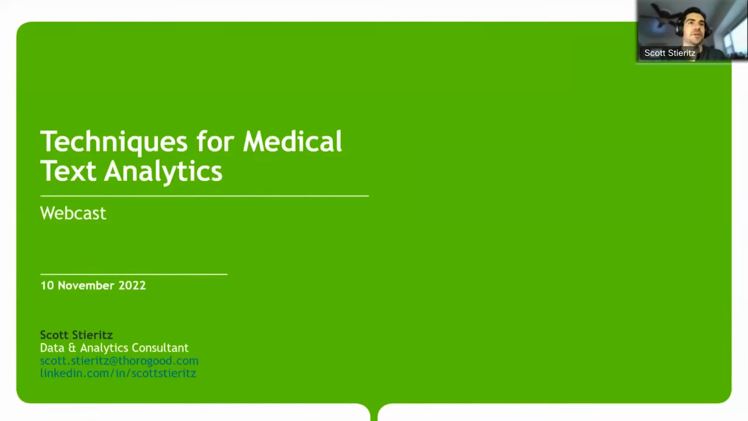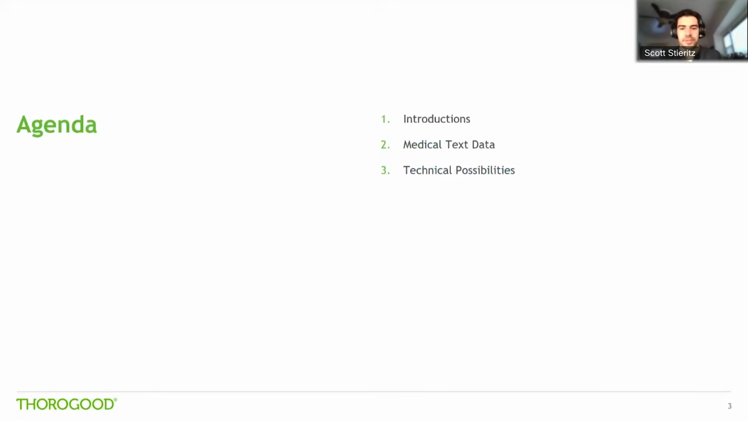We can get started here with a quick look at our agenda. I've kept the agenda pretty simple. We'll start with some introductions to myself and to Thorogood. We'll then start with some exploration of medical text at a high level. So where does it come from? What does it look like? How can we use it? All those sorts of things. From there, I'll take us through some of the technical possibilities around medical text analytics. So what are some common techniques that we can use? What are some tools that are out there to help us? And then we will wrap up from there.